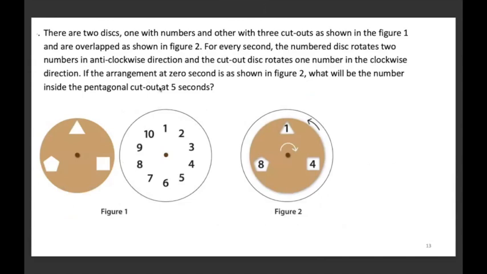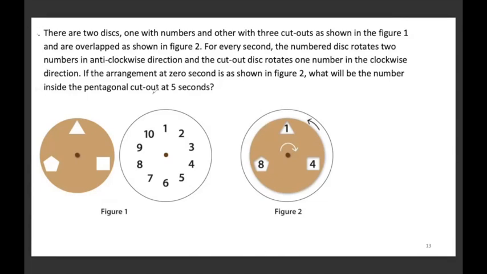There are 2 discs, one with numbers and the other with 3 cutouts as shown in the figure, and they are overlapped as shown in figure 2. For every second, the number disc rotates 2 numbers in anti-clockwise direction and the cutout disc rotates one number in clockwise direction. If the arrangement at 0 second is shown in figure 2, what will be the number inside the pentagon cutout at 5 seconds?